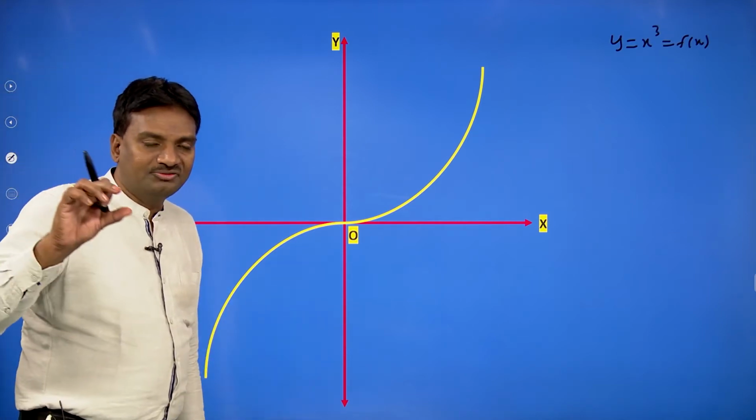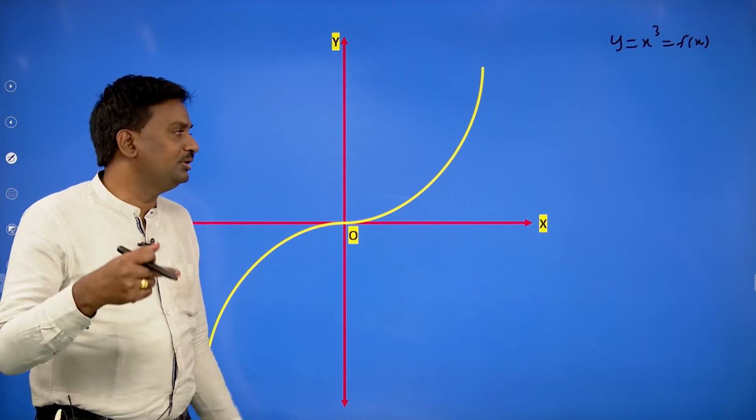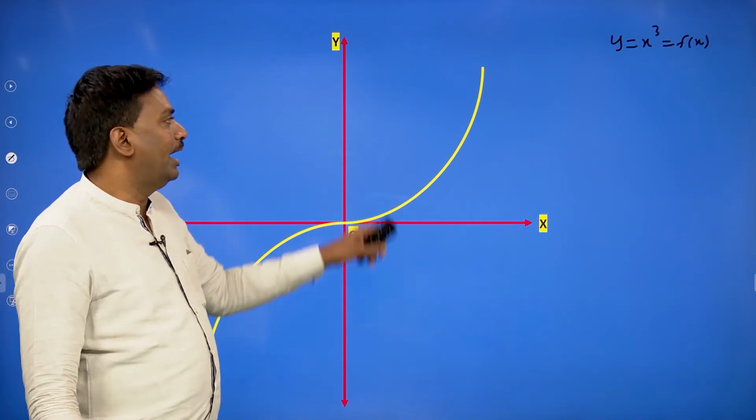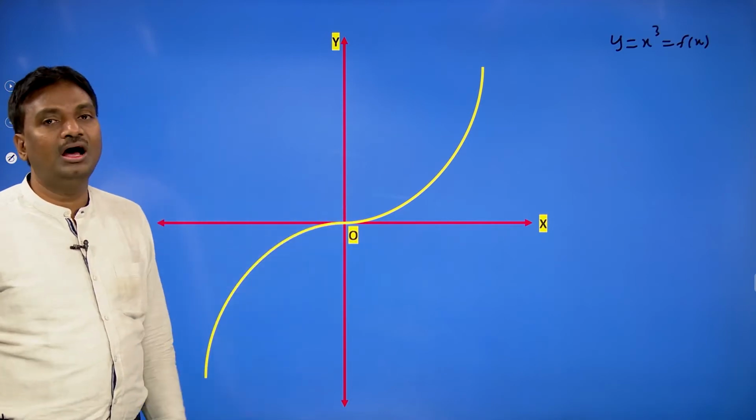By observing the graphs of the even function and the odd function, we can say the graph of an even function is symmetric about the y axis, and by observing the graph of the odd function, it is symmetric about the origin.